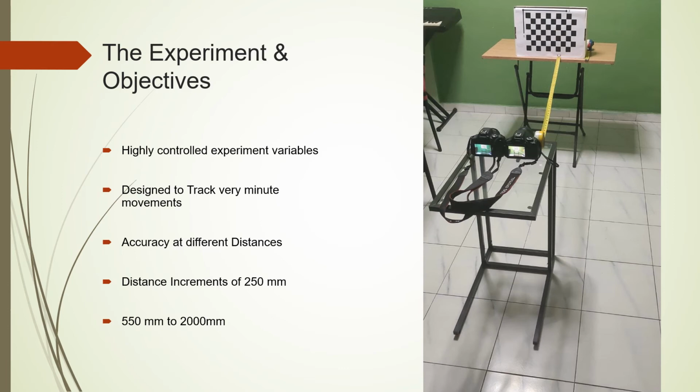To do this, an experiment was designed. All intrinsic and extrinsic values of this experiment are to be highly controlled. It was designed to track small movements of the checkerboard. By tracking the small movements, we were able to determine the accuracy of the movements at different distances. Distance increments of 250 mm were conducted from 550 mm to 2000 mm.